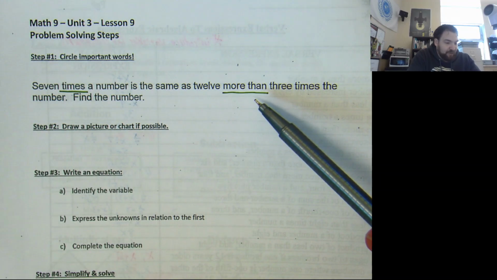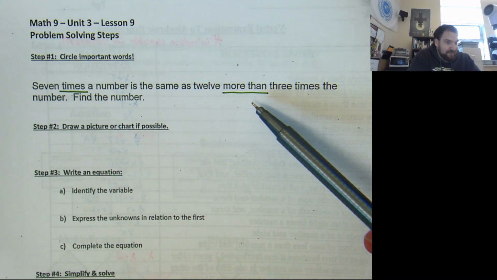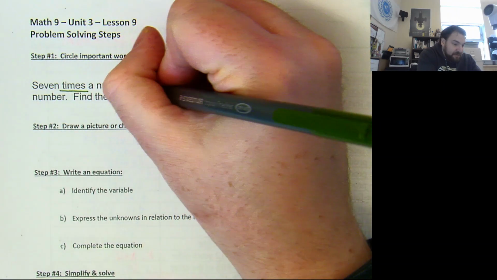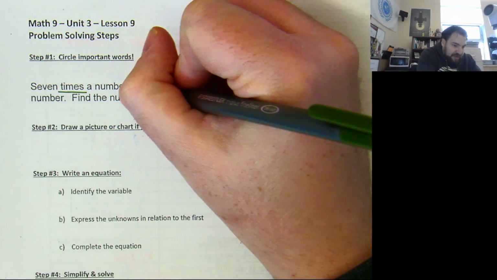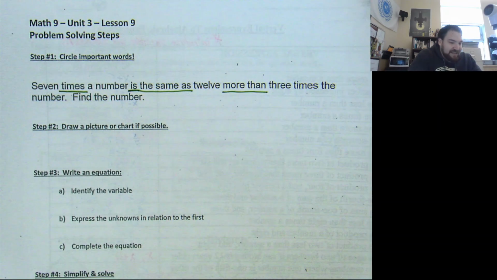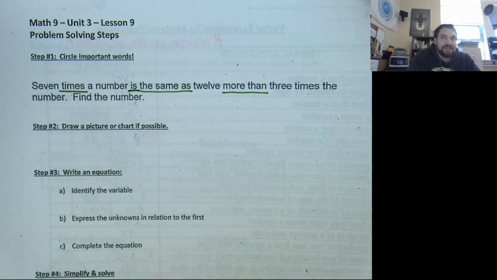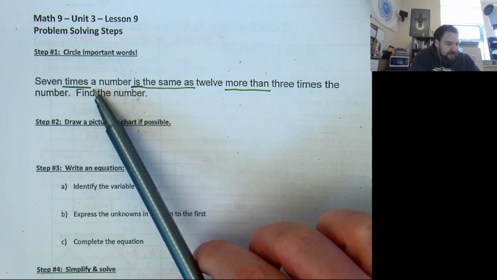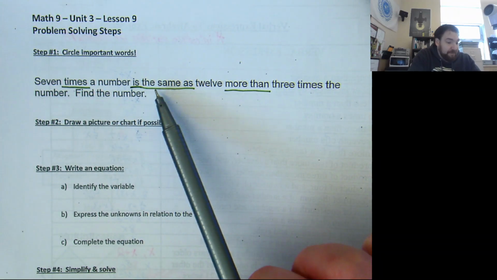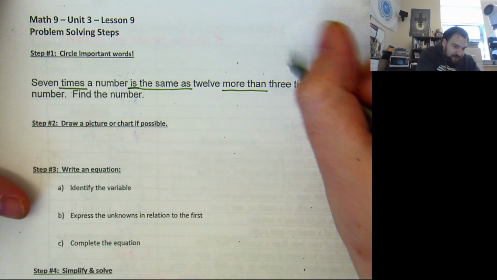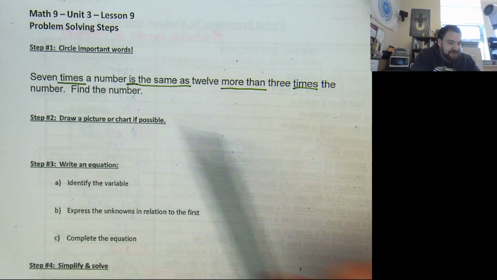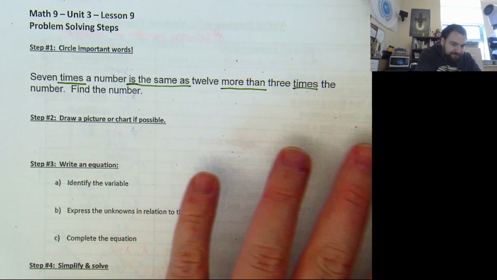And there's a really important word that is. Yes, Jackson, you extended it to the same as. Sure. Is the same as is a very important phrase. What does that phrase mean? Equals to. So we're going to be multiplying two things together. That is going to be equal to something. Well, it's going to be equal to 12 more than, times shows up here again, 3 times the number.